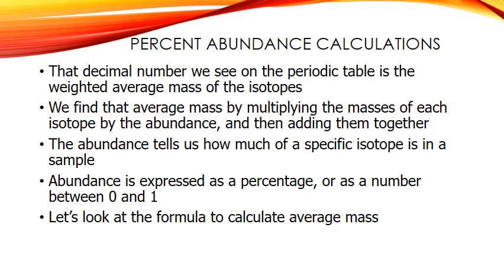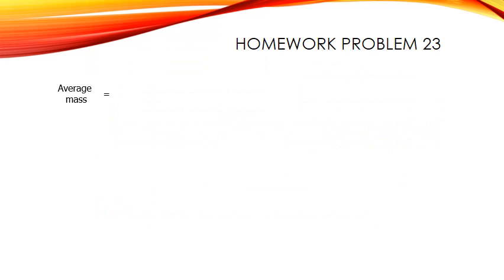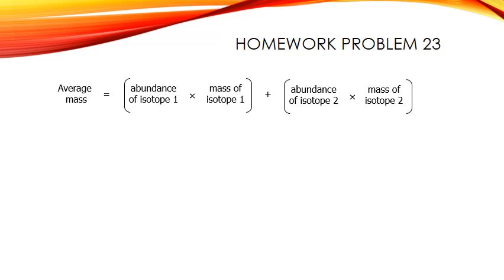So let's look at the formula to calculate average mass. Average mass equals the abundance of isotope 1 times the mass of isotope 1 plus the abundance of isotope 2 times the mass of isotope 2. And if there are more isotopes, there'll be a specific mass and a specific abundance, and you just add them all together.